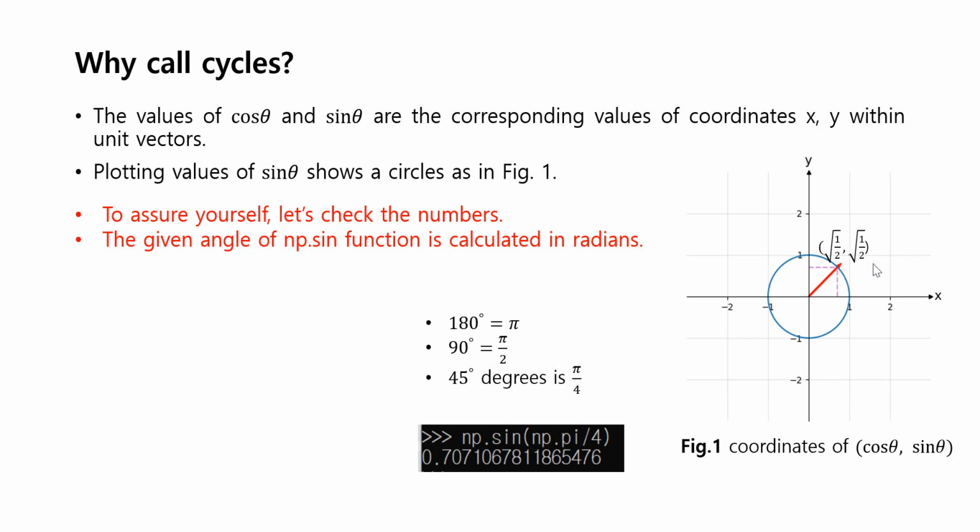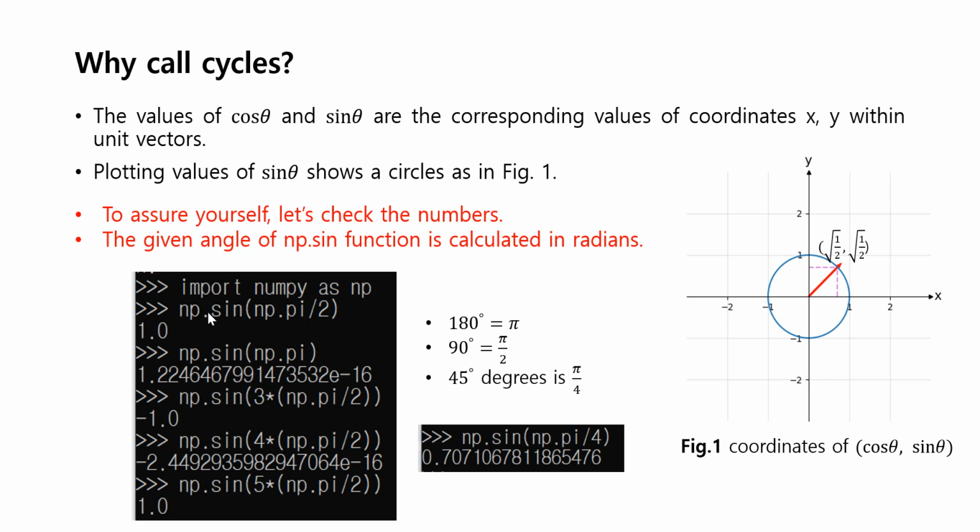And as I said, the value of sine theta is the y coordinate of the unit vector for the corresponding angle. So it should be square root of 1 over 2. And if you calculate the sine of np.pi over 4, which is the sine value of 45 degrees, it returns 0.707, which is the value of square root of 1 over 2.